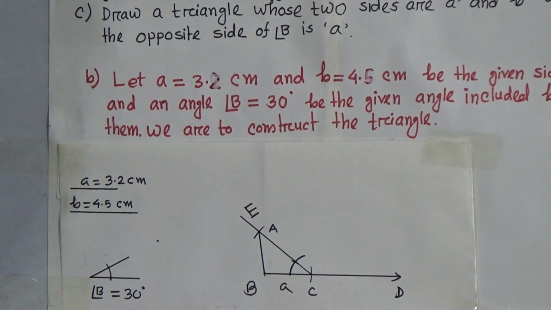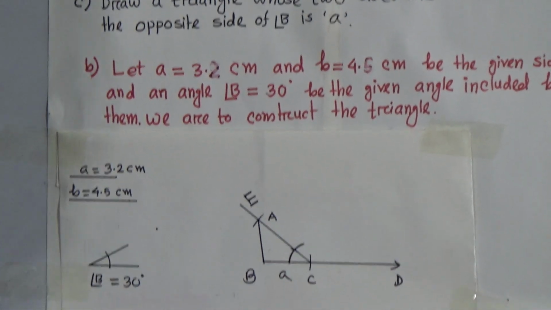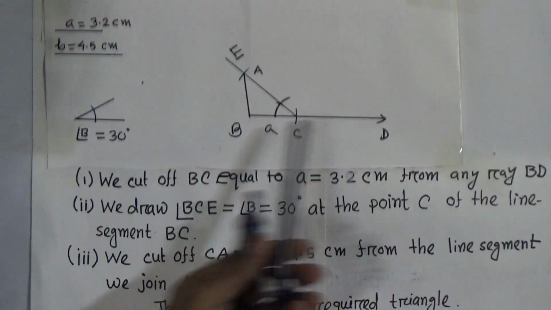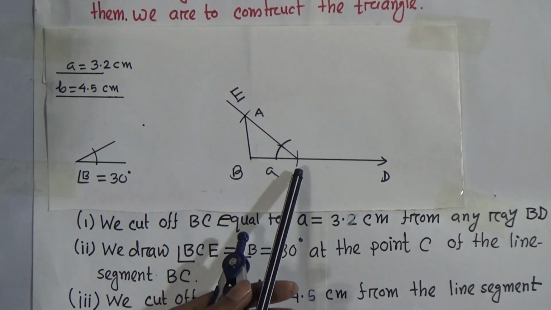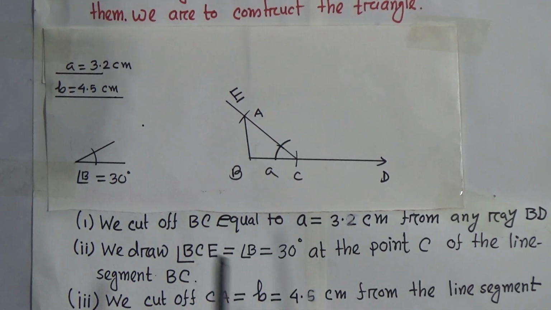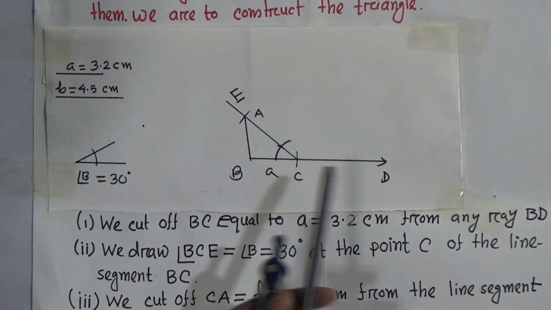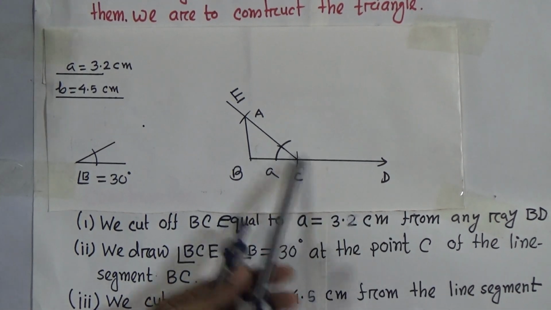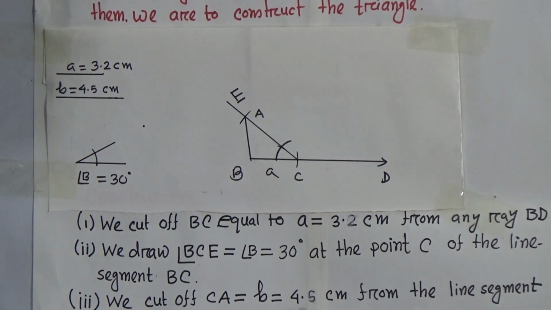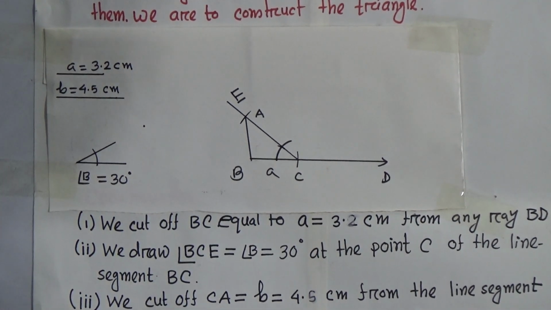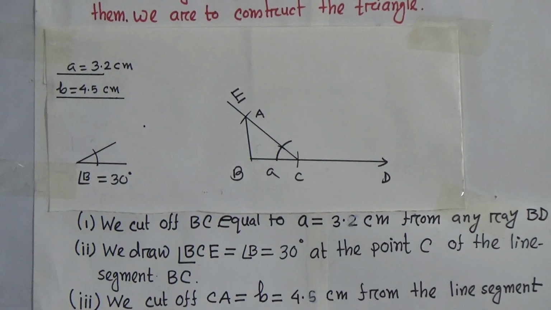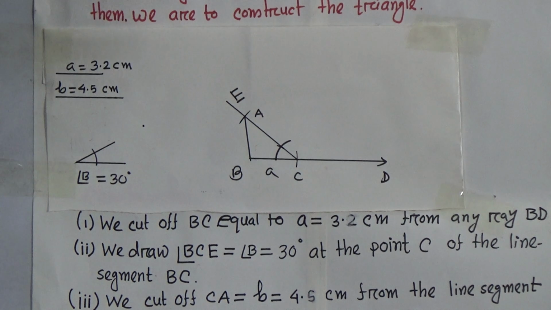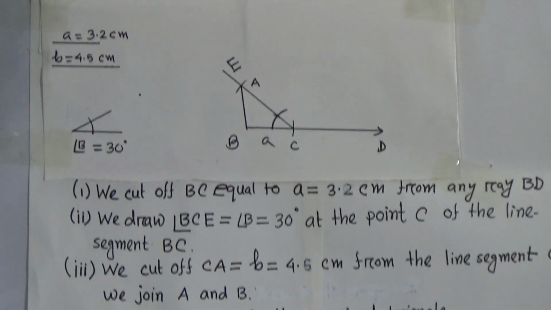Okay, look, here student, we cut off BC equal to A equal to 3.2 centimeter from any ray BD. Then we draw BCE equal to B equal to 30 degree at the point C of the line segment BC. Then we cut off CA equal to B equal to 4.5 cm from the line segment CE. Okay. Now join A, B, then ABC is the required triangle. Okay. Now I will solve the question number C.